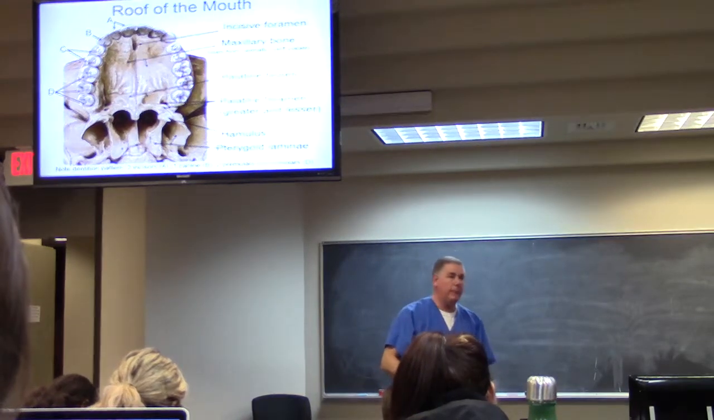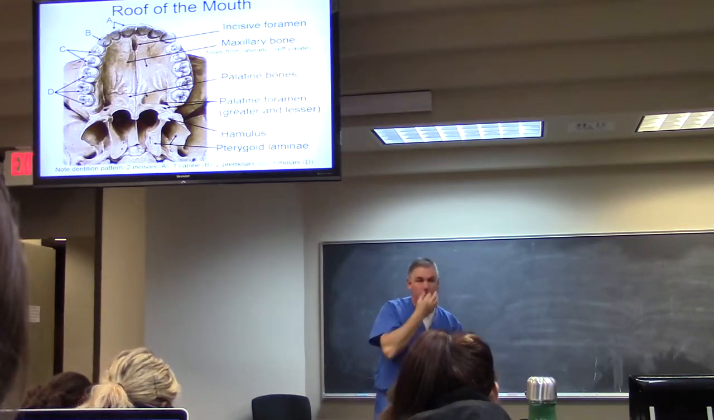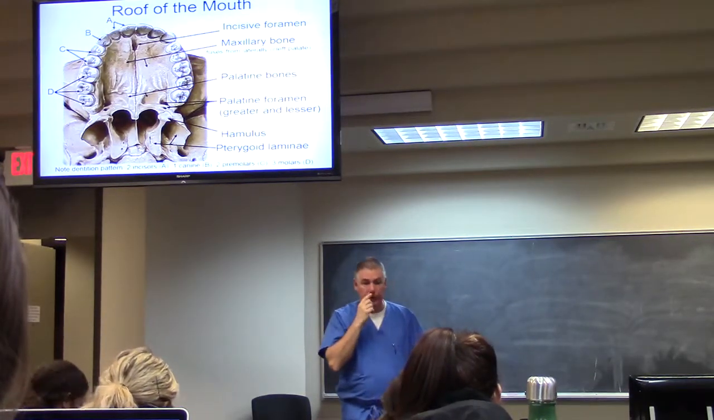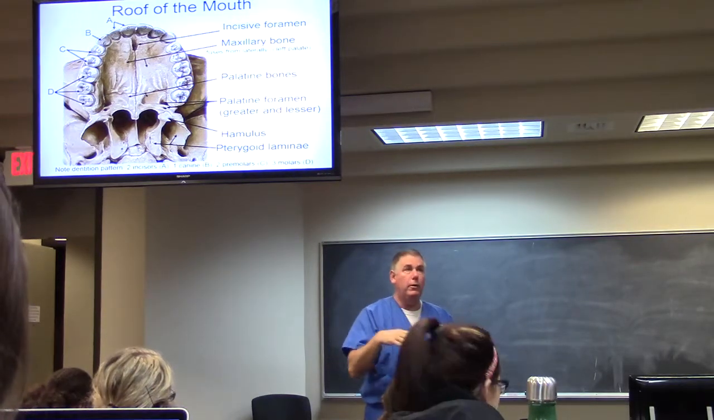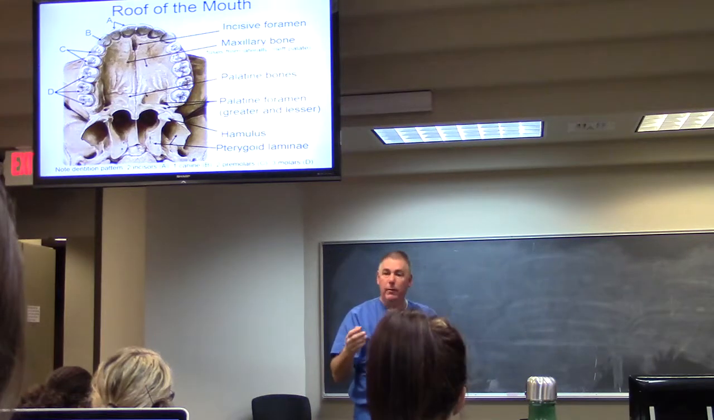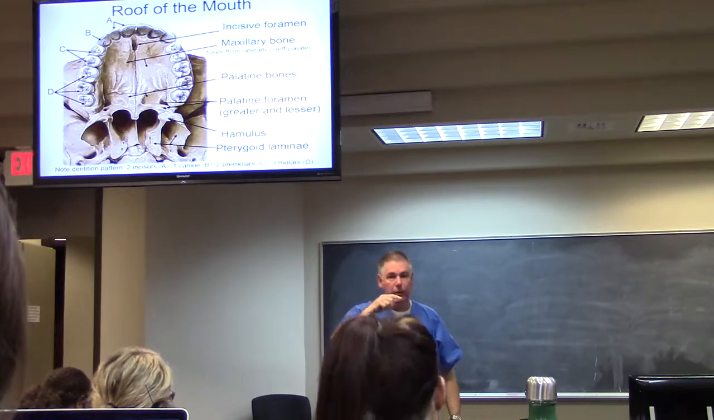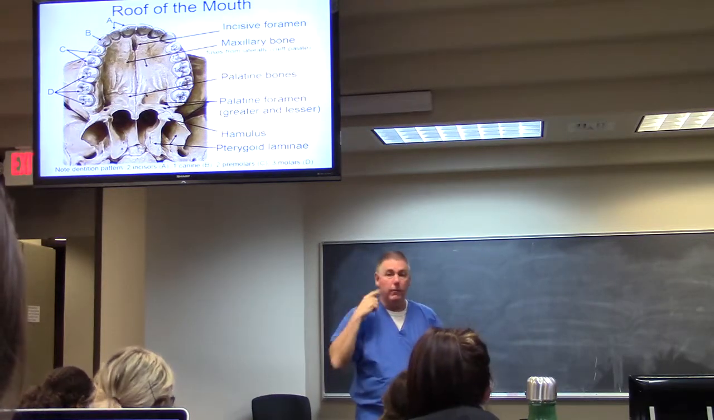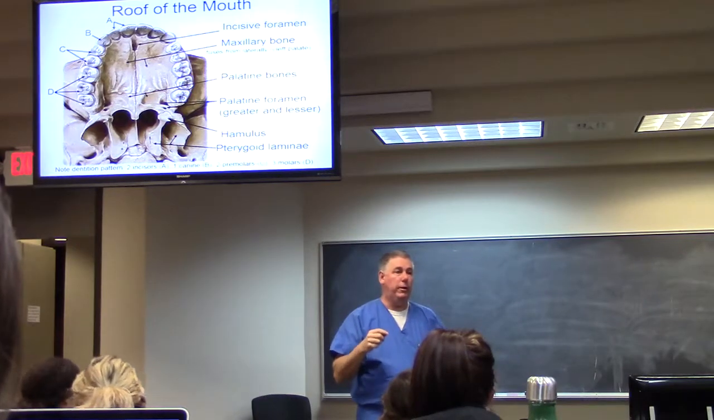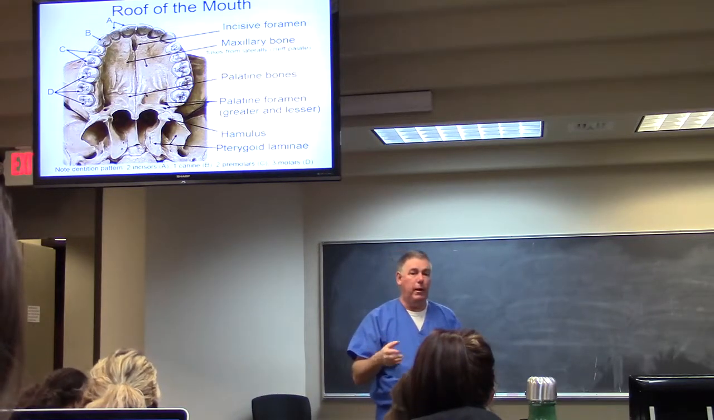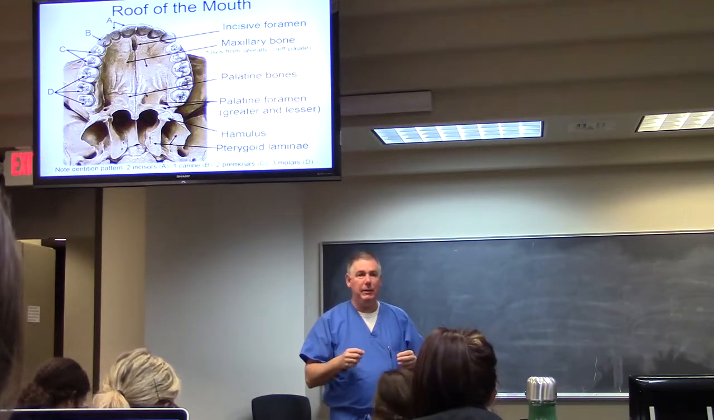So nosebleeds can occur from digital manipulation right here. That's an anterior nosebleed. You'll see later on today that the arteries supplying the nasal cavity actually enter the nasal cavity from the back, from back here. If they bleed, it's called a posterior nosebleed. The nosebleed, by the way, the grown-up term is epistaxis. Epistaxis.